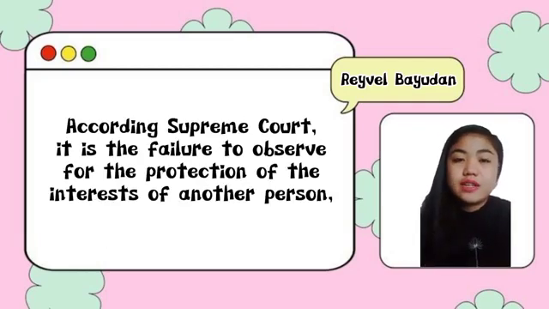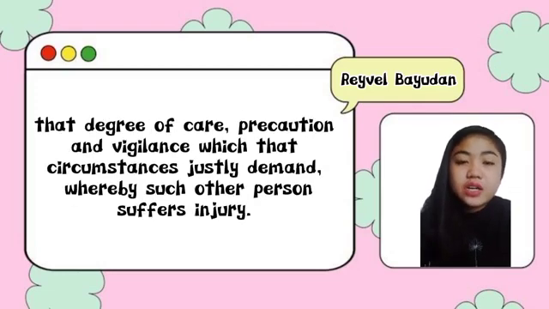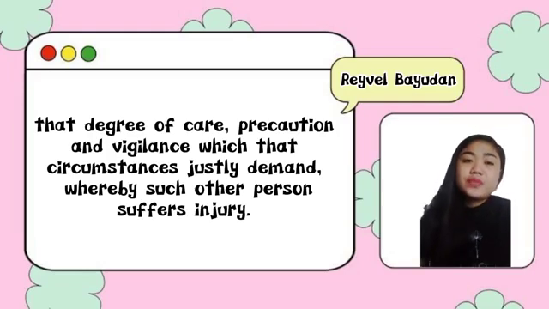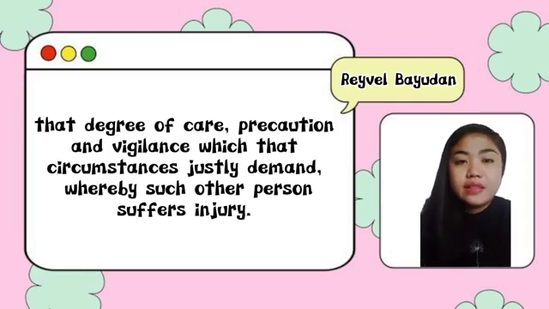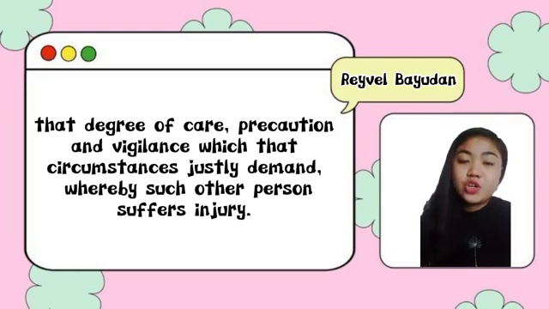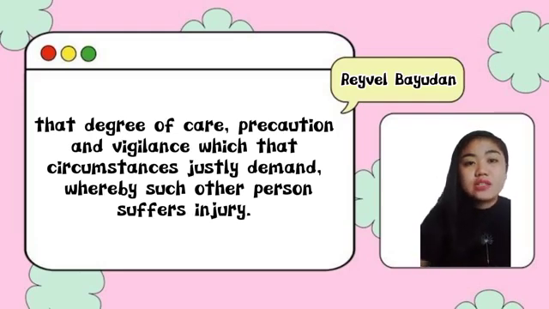According to the Supreme Court, it is the failure to observe for the protection of the interests of another person that degree of care, precaution, or vigilance which the circumstances justly demand, whereby such other person suffers injury or pain. So, nagkaroon ng kapabayaan or negligence if the person failed to observe the protection of the interests of another person in which it causes pain or injury to the other party.